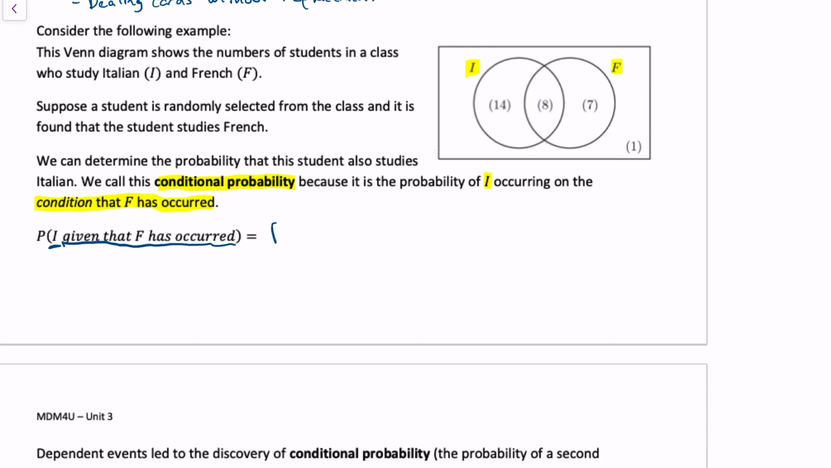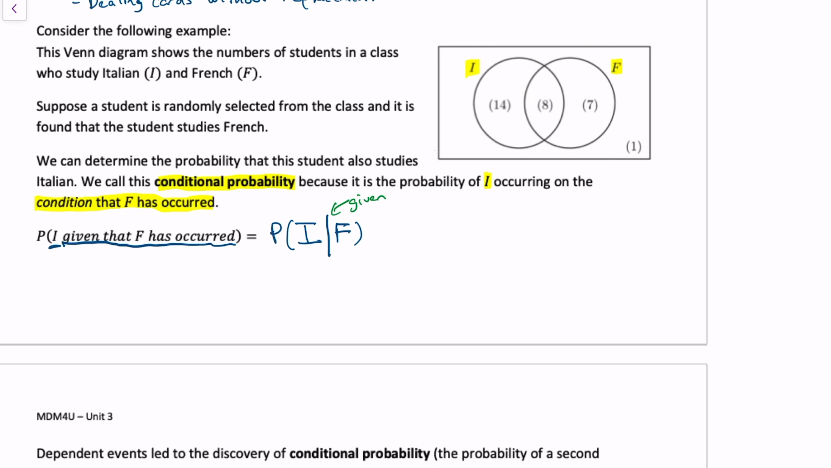And it's written like this. So if I use their I's and F's, I have I, and then we have this line that represents given. So this thing represents something that's given. And so speaking, I would read it as the probability of speaking Italian given that they speak French.